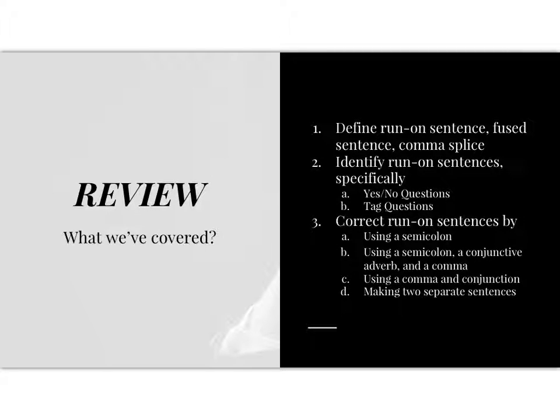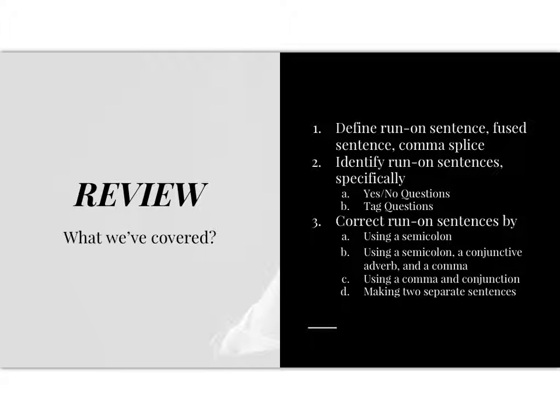So what we've covered. We've defined run-on sentence, fused sentence, and comma splice. Remember, a run-on sentence is anytime you have more than one sentence joined together without the proper punctuation. A fused sentence, you're just joining them together with no punctuation at all. A comma splice, you're joining them together with just a comma. Remember, a comma is too weak to join sentences. We've talked about how to identify run-on sentences, specifically how to use a yes-no question or a tag question to determine if a sentence is a run-on. And then we talked about the four ways to correct a run-on.